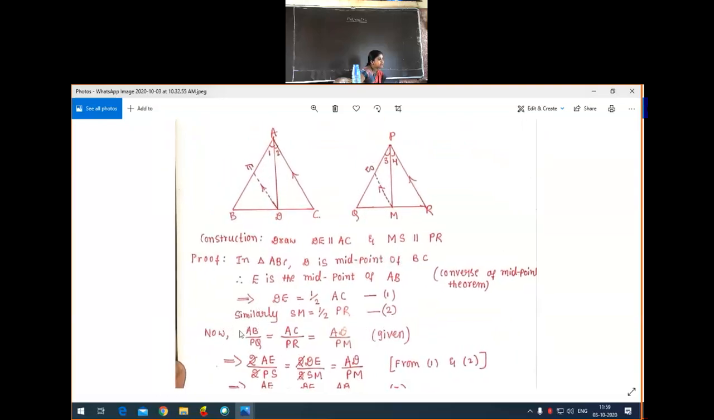Now, what is given actually? AB by PQ is equal to AC by PR, that is equal to the median AD by PM. It is given. Now, how can we write AB? We can write 2AE, no? Because E is the midpoint of AB, we can write AB as 2AE. In the same way, PQ we can write as 2PS. How can we write AC? 2DE, because DE is half of AC.